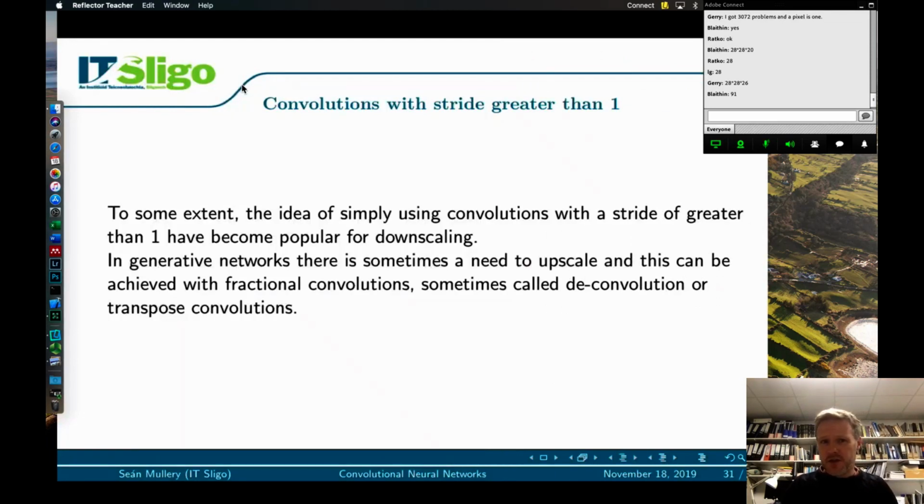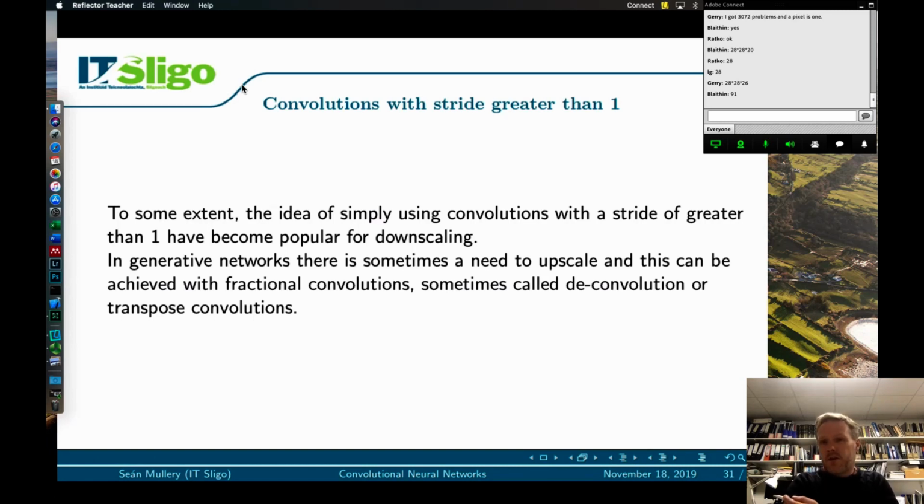The other thing you can do is use convolutions, so 3x3 or 5x5 or whatever you're going to do, but with a stride of greater than 1. So maybe a stride of 2, so you jump 2 pixels before you do each set of calculations, and that's going to give you a smaller activation map on the output. It'll effectively reduce it by half in each case. So to some extent, simply using convolutions with a stride greater than 1 has become popular for this downscaling idea. In generative networks, there is sometimes a need to upscale, and this can be achieved with fractional convolutions, sometimes called deconvolution or transpose convolutions.